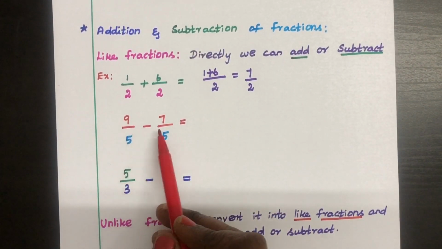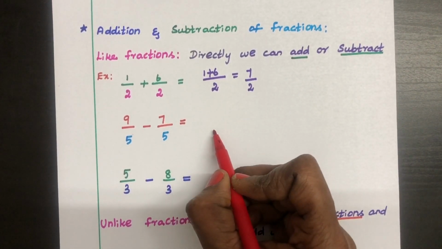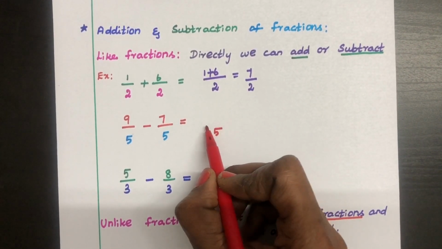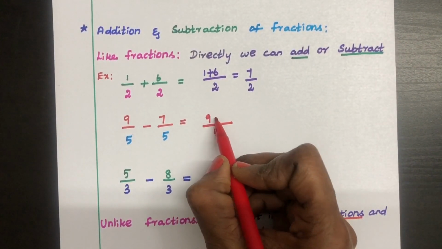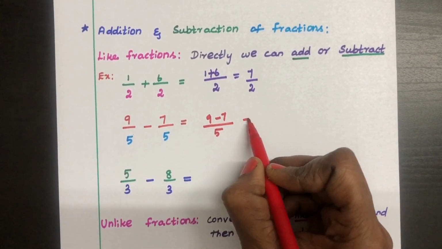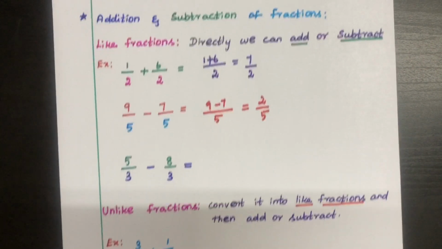Now second question, similarly subtraction also. See, 9 by 5 minus 7 by 5. The denominator is the same, so we can keep the common denominator. In the numerator we can directly subtract. 9 minus 7 gives us 2 divided by 5.